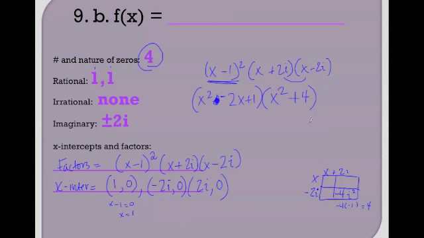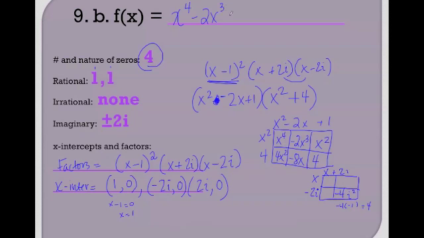So then, once you get to this point, you're going to make another box, x squared minus 2x plus 1 times x squared plus 4. So I'll just fill in that. So you end up with x to the 4th minus 2x cubed plus 4x squared minus 8x plus 4.